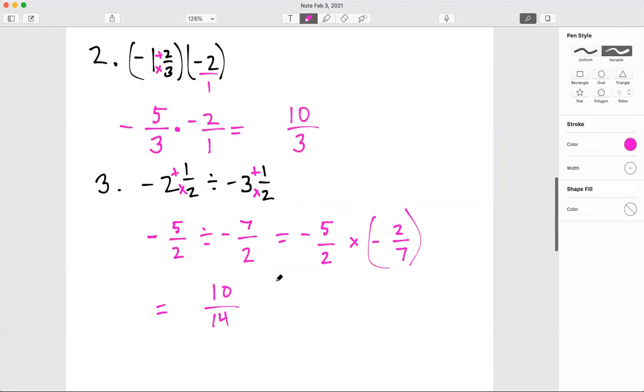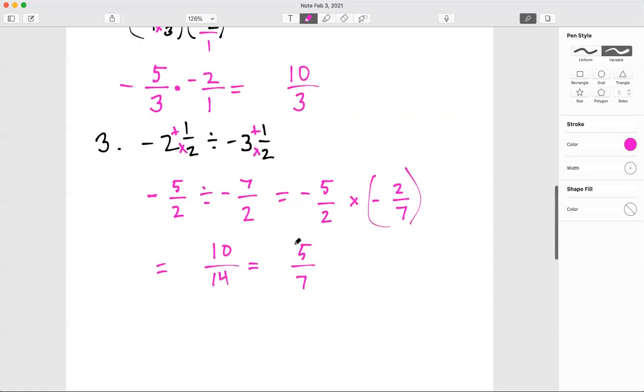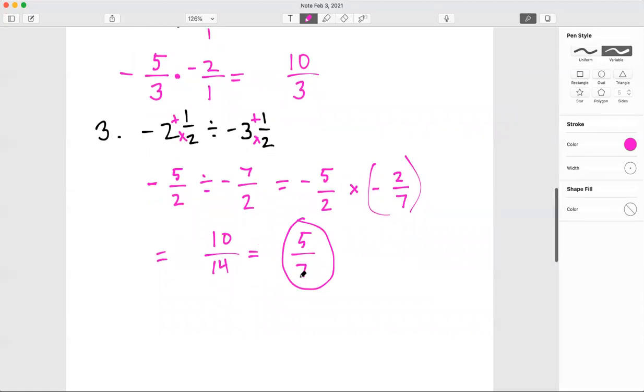Negative times a negative is a positive, so this is the correct quantity. However, we're not done. Why are we not done, everyone? Because it can be reduced. Both top and bottom have a common factor. What is it? They can both be divided by 2. So 10 divided by 2 is 5. 14 divided by 2 is 7. So this is your answer. Isn't that interesting? That mass divided by that mass is just 5/7.